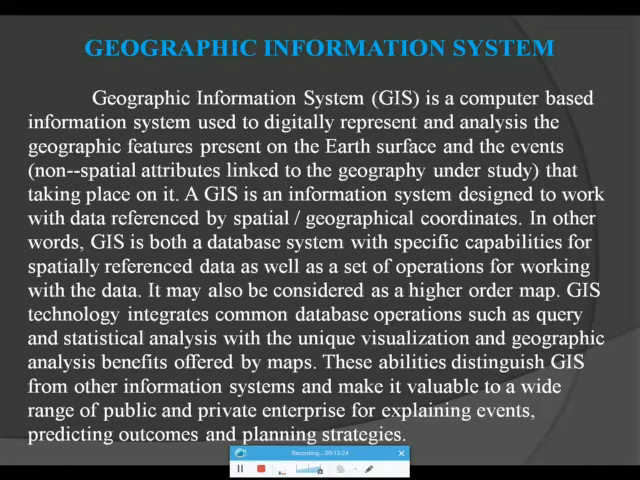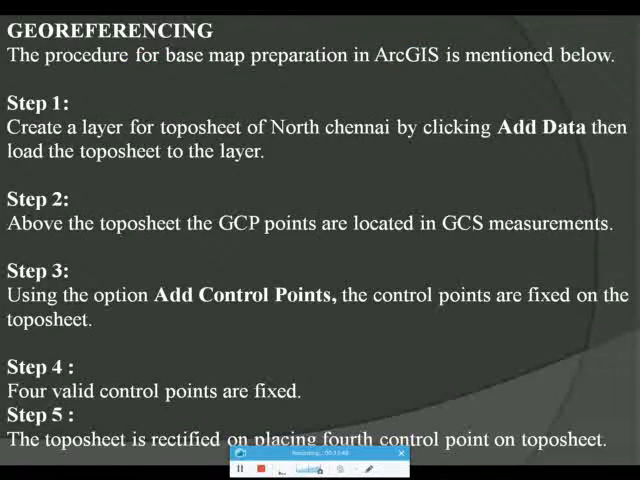Geographical information system. A geographical information system, which is called a GIS, is a computer-based information system used for digital representation and analysis of the geographic features present on the Earth's surface and the events that take place on it. Referencing: the procedure for base map preparation in ArcGIS is mentioned below.